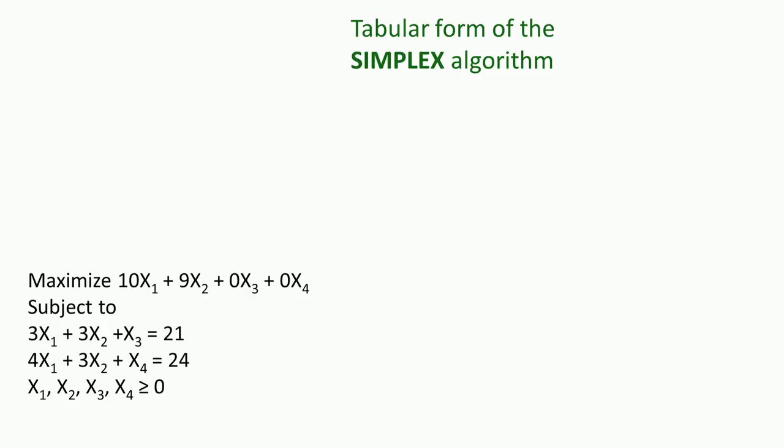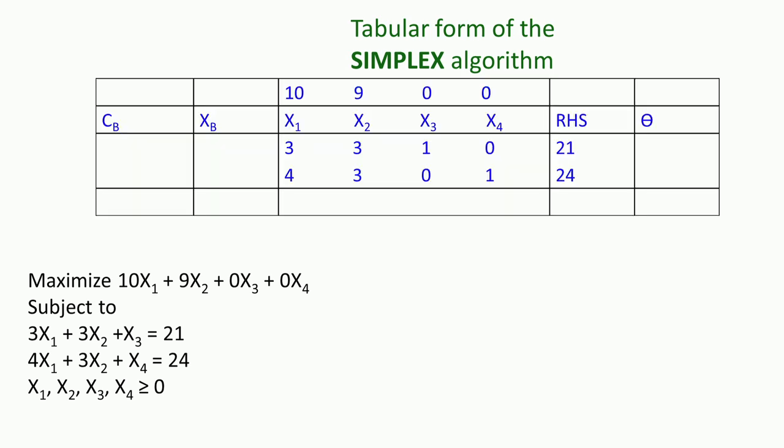So, to explain the tabular form, we consider the same example, which after the addition of the slack variables is to maximize 10x1 plus 9x2 plus 0x3 plus 0x4 subject to 3x1 plus 3x2 plus x3 equals 21, 4x1 plus 3x2 plus x4 equals 24. All the 4 variables are greater than or equal to 0. So, we first set up what is called the simplex table.